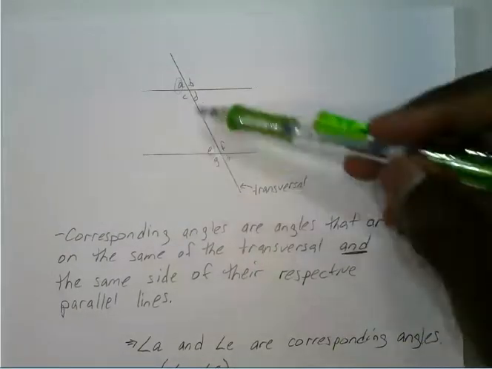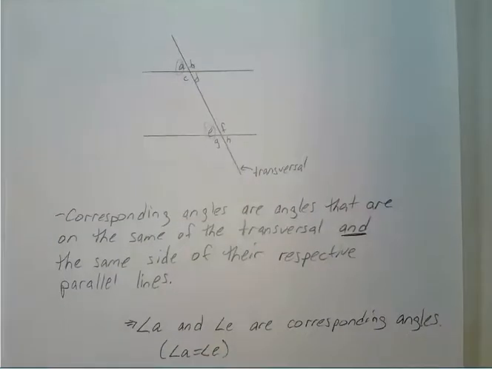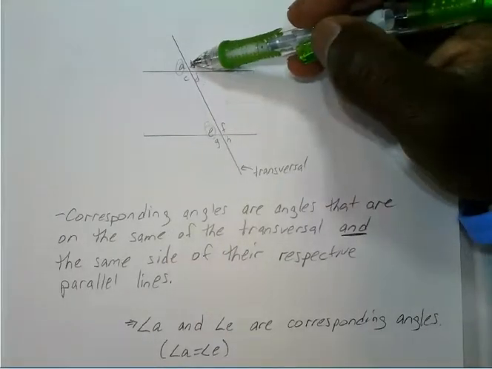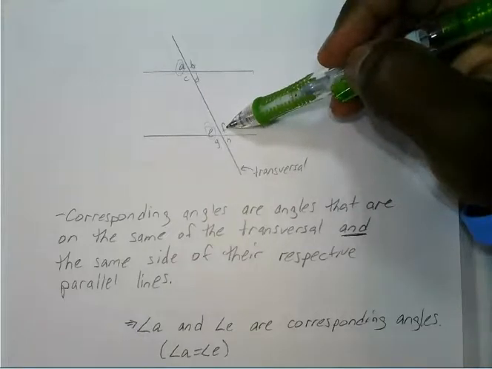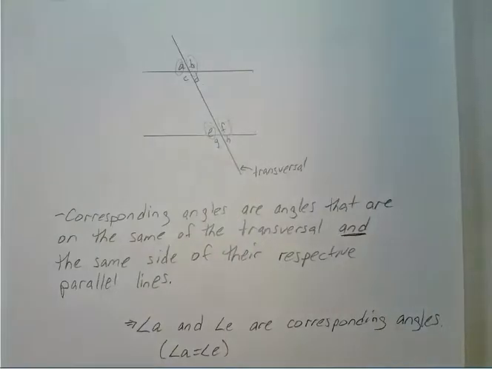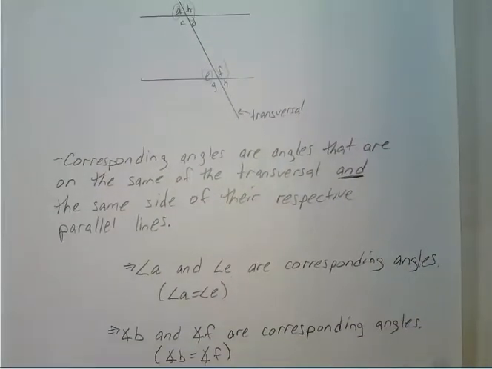So that means angle A and angle E are corresponding angles. And that also means that angle A is equal to angle E. Same thing with angle B and angle F. They're both on the same side of the transversal, and they're both on top of their parallel line. So that means angle B and angle F are corresponding angles. It also means that angle B is equal to angle F.